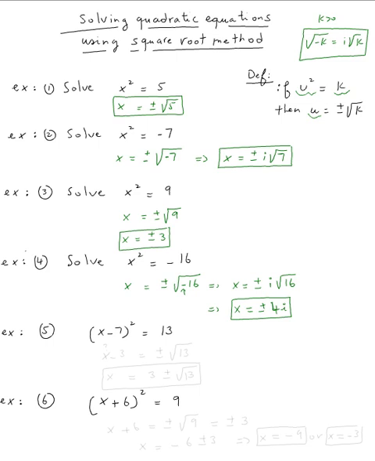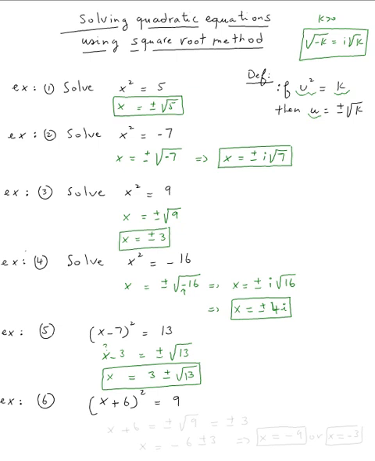Alright, for example 5, same thing. We have a quantity squared is equal to 13, means this quantity is minus or plus the square root of 13. Now all we need is one more step. We're looking for x, so we need to add 3 to both sides. So 3 minus or plus the square root of 13, and then we're done.